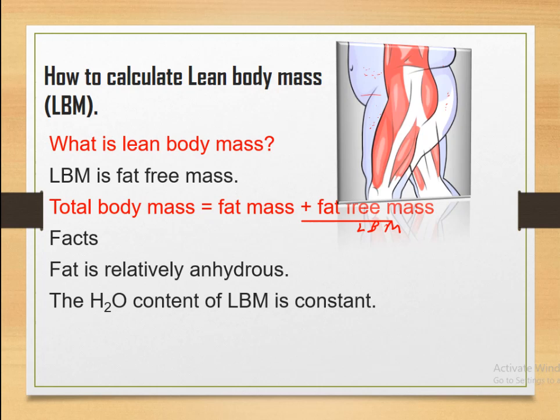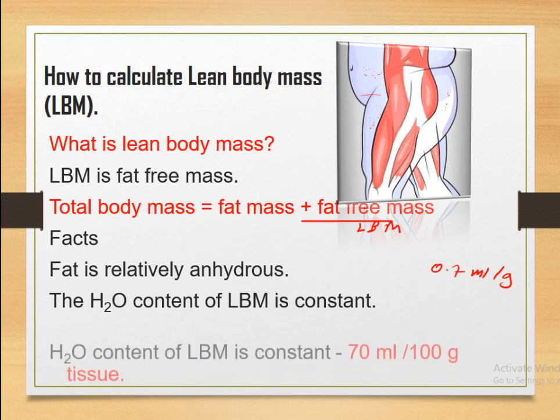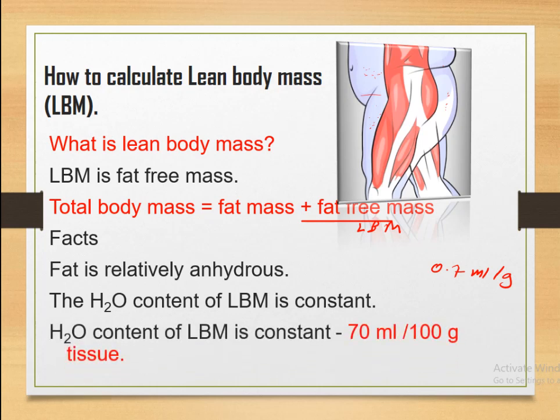Has a constant amount of water, which is somewhere 0.7 mils per gram. That's the amount. So H2O content of lean body mass is 70 mils per 100 grams, which is just 0.7 mils per gram, like I've stated.